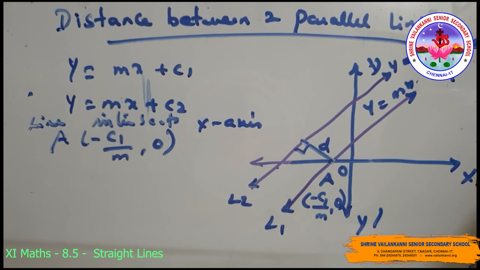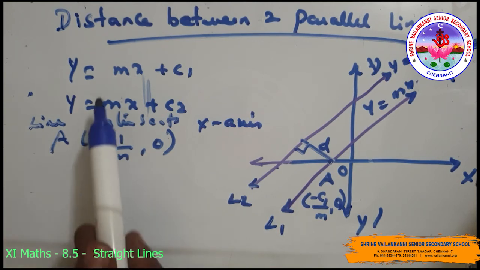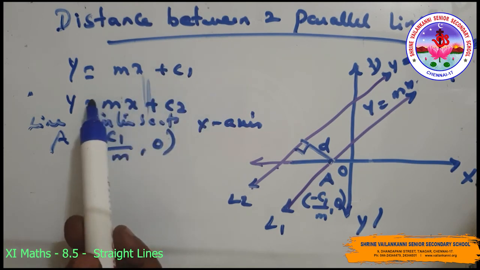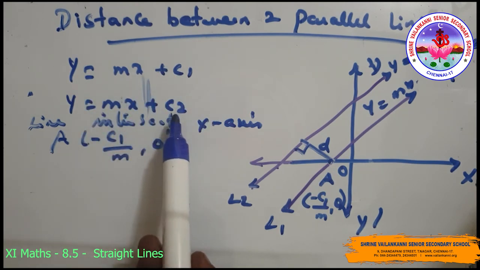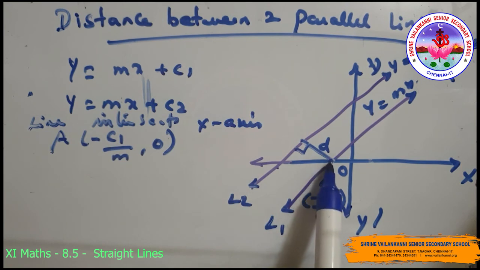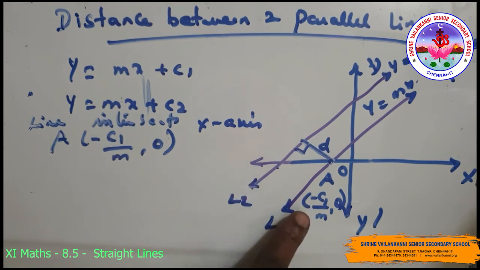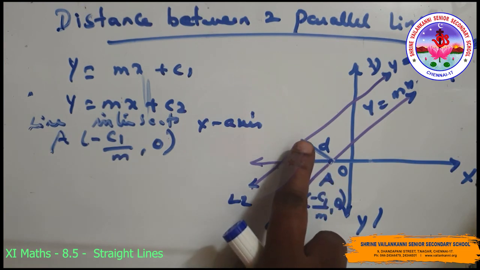Distance between two parallel lines. We know that slopes of two parallel lines are equal. Therefore, two parallel lines can be taken in the form y equal to mx plus c1 and y equal to mx plus c2. Line L1 will intersect the x-axis at the point A, whose coordinates are minus c1 by m, 0.